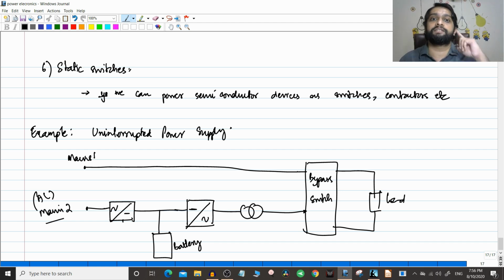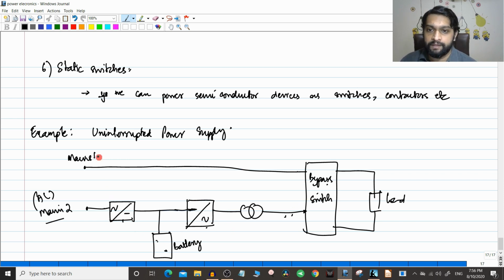When the mains power supply is not available, what will happen? The switch will come here. The switch will connect this section here, and this battery supply will be converted. This battery is DC. That DC is converted to AC, and then that is given to the load. Okay. Don't think that this is negative, it is negative. No, this is a single line diagram. Okay, so the basic idea is this is a single line diagram.